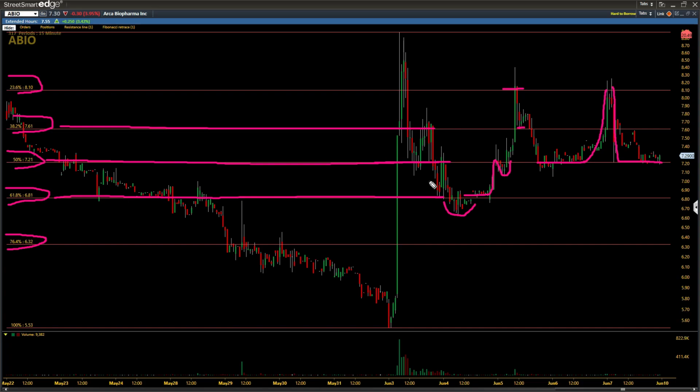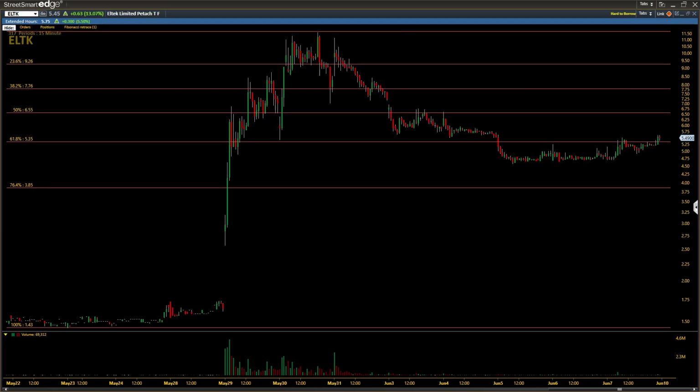Does Fibonacci work 100% of the time? No. No indicator out there works 100% of the time. But like I said, this is just another tool that you can learn to use and add it to your toolbox for the future. We'll go over another example here.